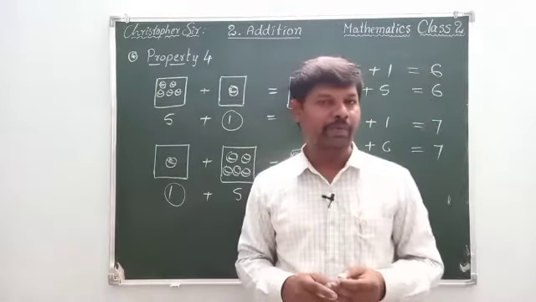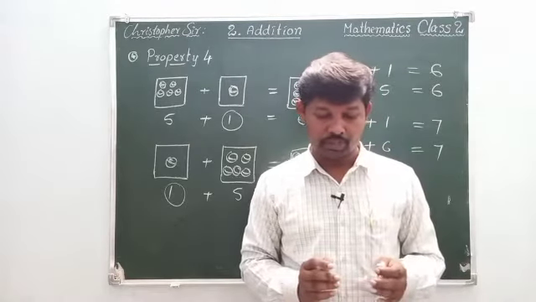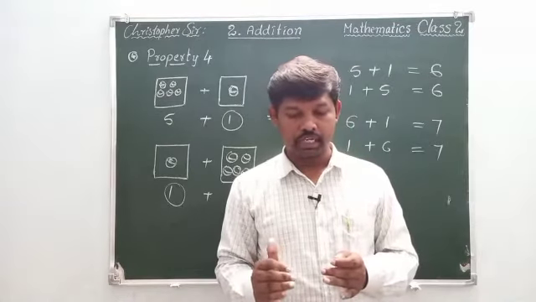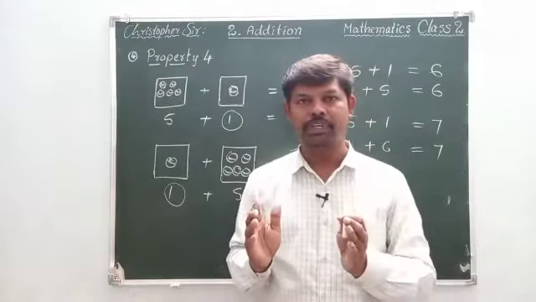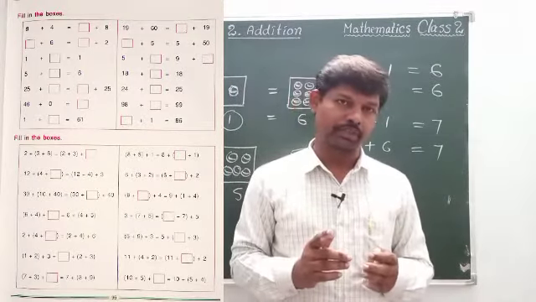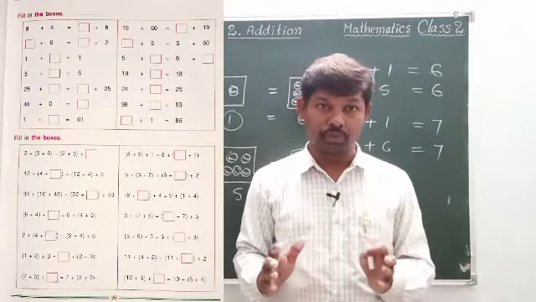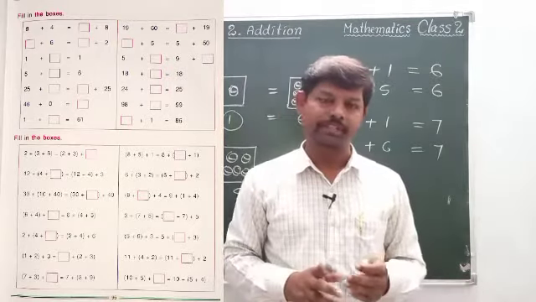So for practice purposes, you have page number 95. Fill in the boxes. 2 are there. I will show on the screen. You can see this page number 95 and complete this and send it to me. Take a picture clearly without blur, then send it to me. If you have any doubts, you can message me.